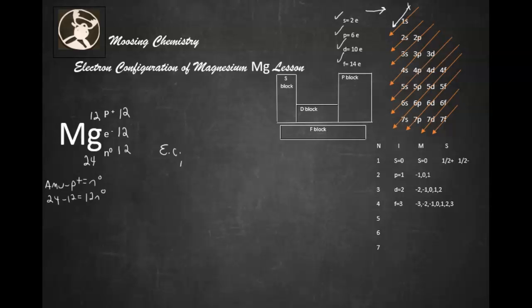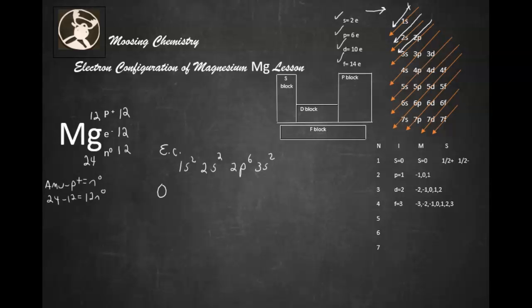So we go 1s2. We've used up 2 electrons. Come down through here. Now we use 2s2. There's 2 more electrons we used up. 2p6, and then we go down to 3s2. Guess what? We just ran out of electrons. So we're finished with that part.